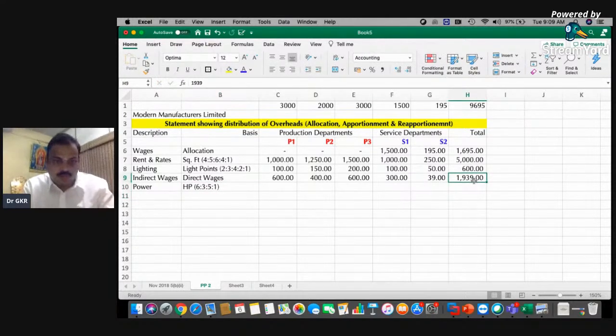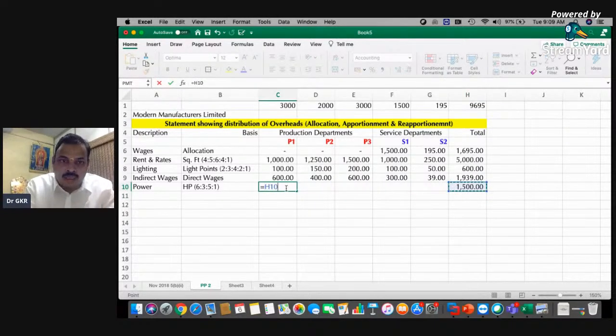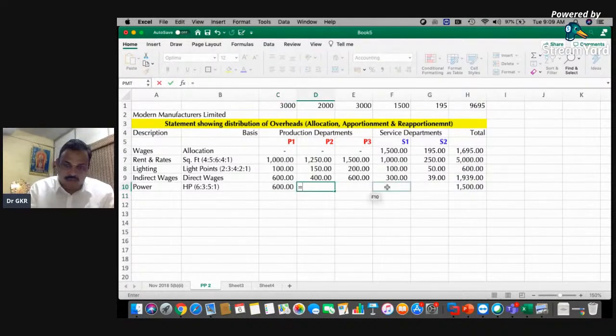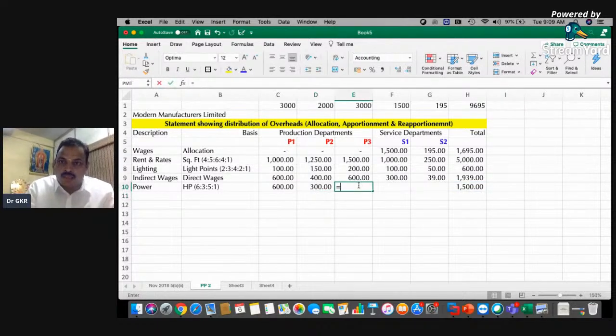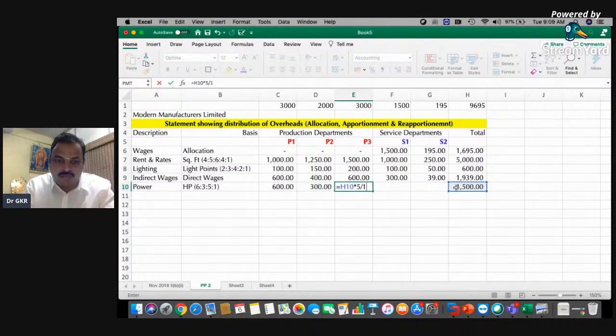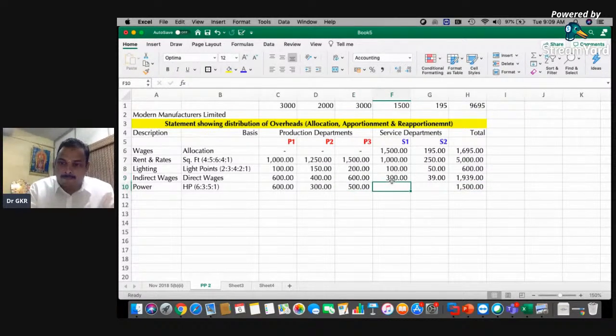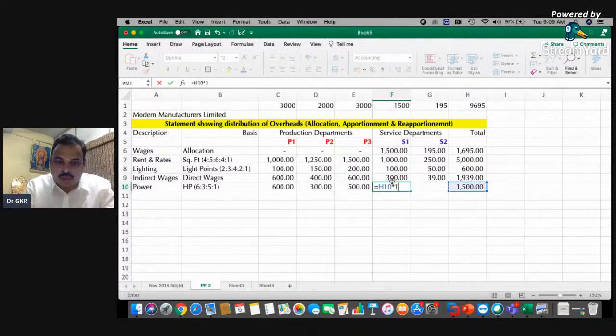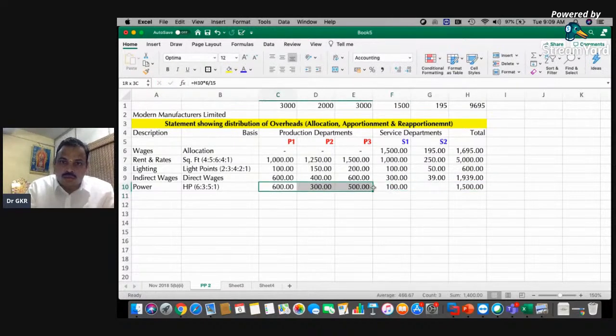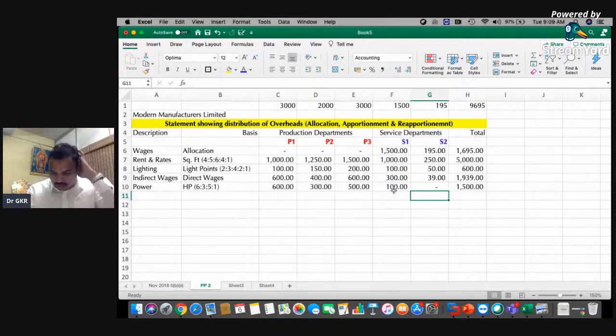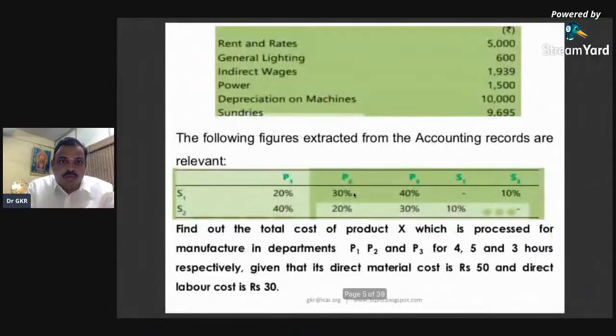So the total horsepower is 1,500. So you will distribute 1,500 into 6 by 15. Similarly, 1,500 into 3 by 15. Similarly, 1,500 into 5 by 15. Similarly, 1,500 into 1 by 15. So this is your total 1,500. So as far as S2 is concerned, no. Why no? Because there is no horsepower consumed. What is the next one?